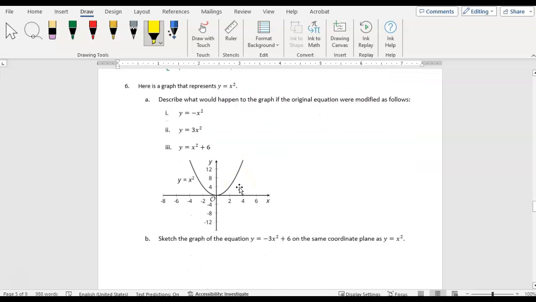All right, here's a graph that represents y equals x squared. Describe what would happen to the graph if the original equation were modified. So if I made this negative x squared, it would open downward, or you can say reflect over the x-axis.